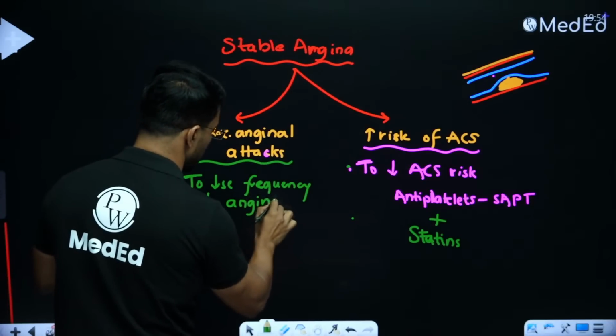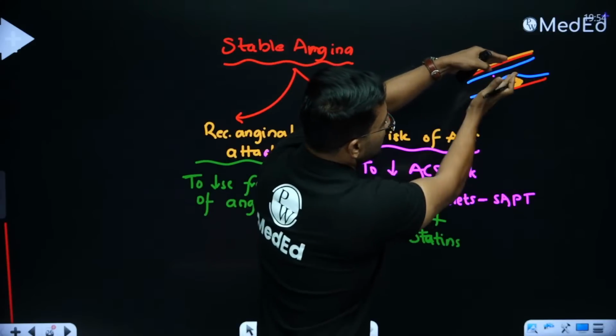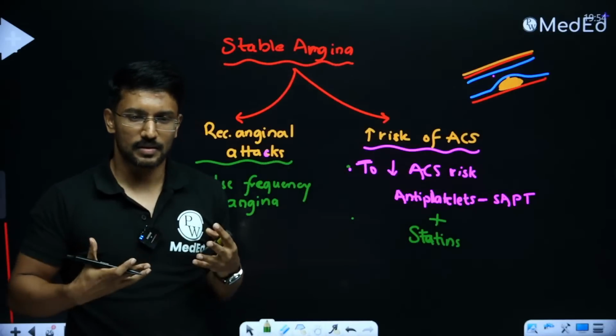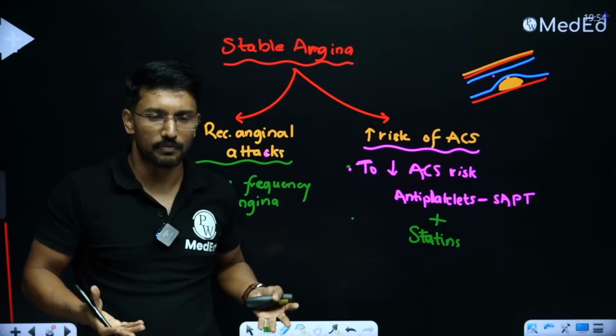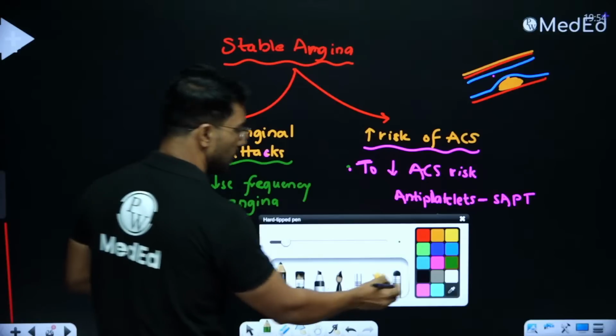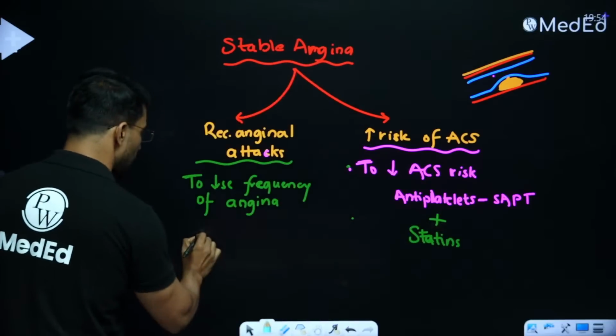How can I decrease the frequency of angina attacks? This blood vessel is narrowed, but if I dilate it, I can establish more blood flow. So his body will be able to tolerate some physical activity because his myocardium is now going to get more blood flow. So primarily we use vasodilators. So what can I use?